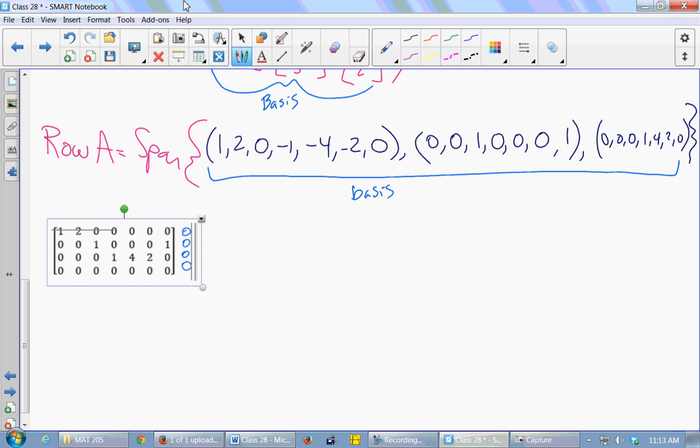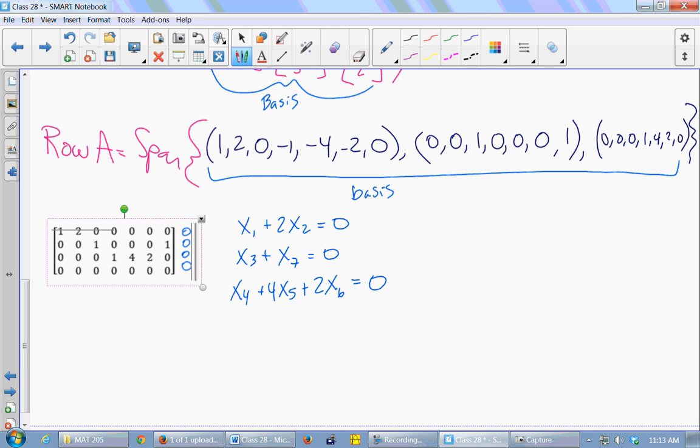Okay, so this says x1 plus 2x2 equals 0. x3 plus x7 equals 0. And x4 plus 4x5 plus 2x6 equals 0.